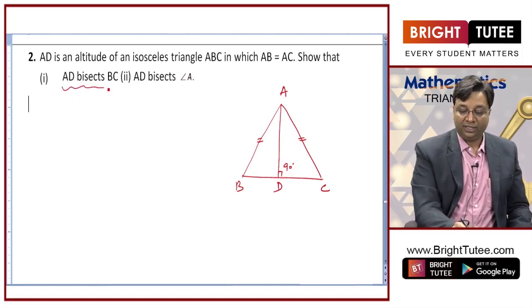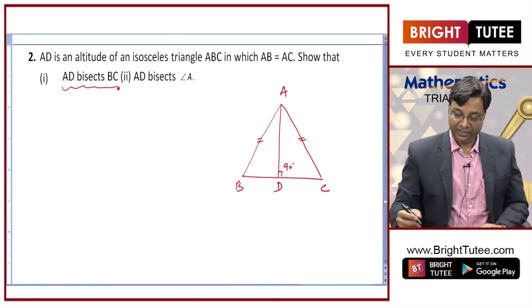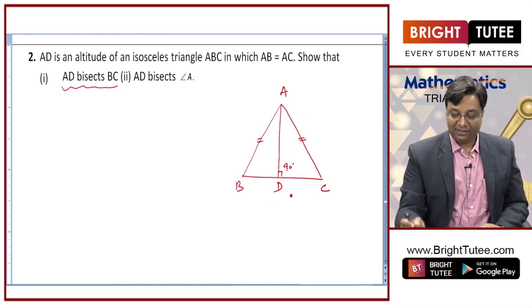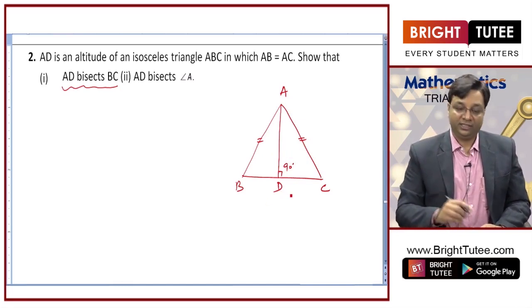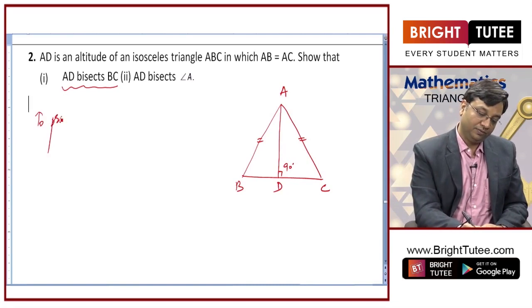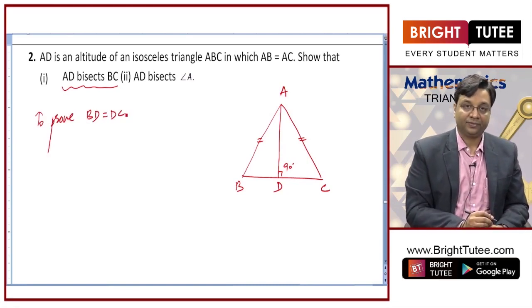Okay. Now we need to show that AD bisects BC. So if AD bisects BC, BD will be equal to DC. So we need to prove BD equal to DC. Okay.